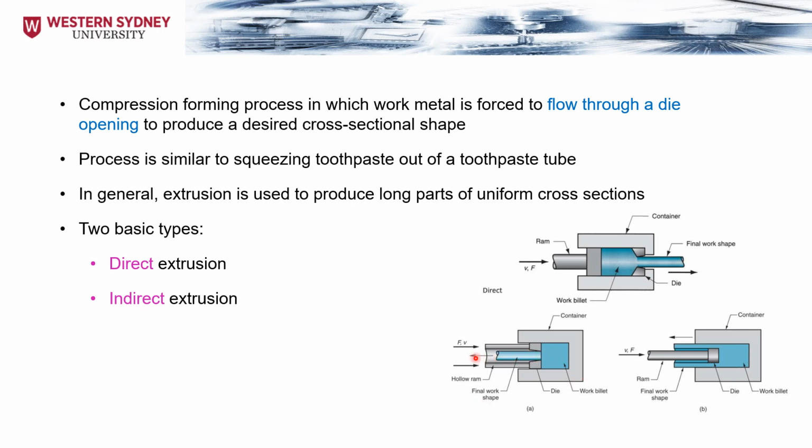So when we force the material to be compressed within the container, it's going to be forced to leave in the opposite direction of the movement of the ram. So these are two examples for the indirect, and this one is the example for the direct types of extrusion. We can see more in the following video link.